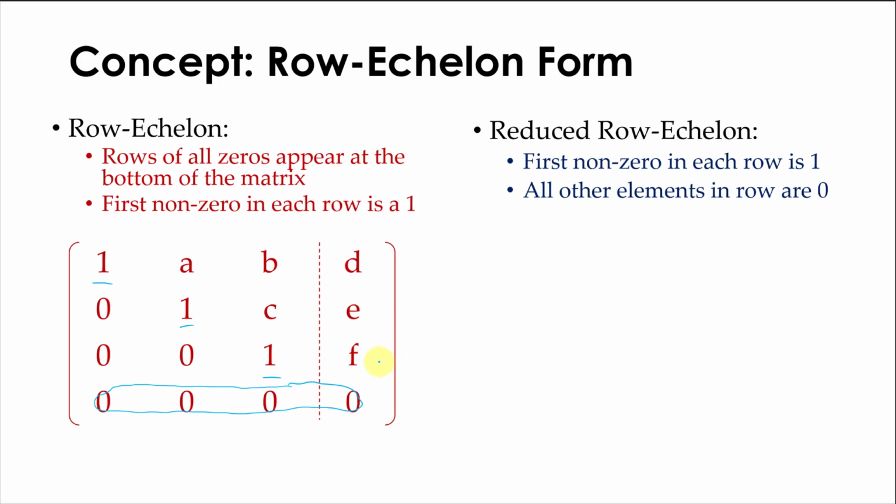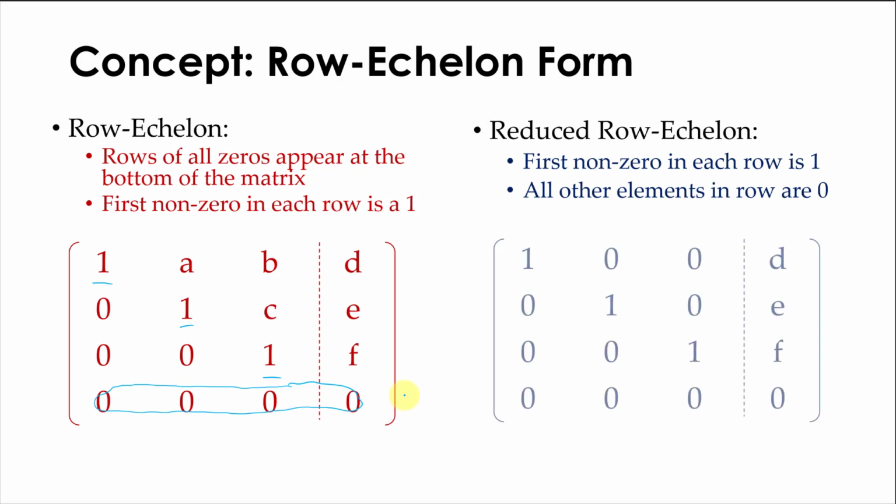We also have what's called reduced row echelon form, which is often the goal when we're manipulating our matrices. What that looks like is very similar. However, all other elements in a row are going to be 0 except for my 1s. So the first non-zero element in each row should be 1, and then all other elements are going to be 0.